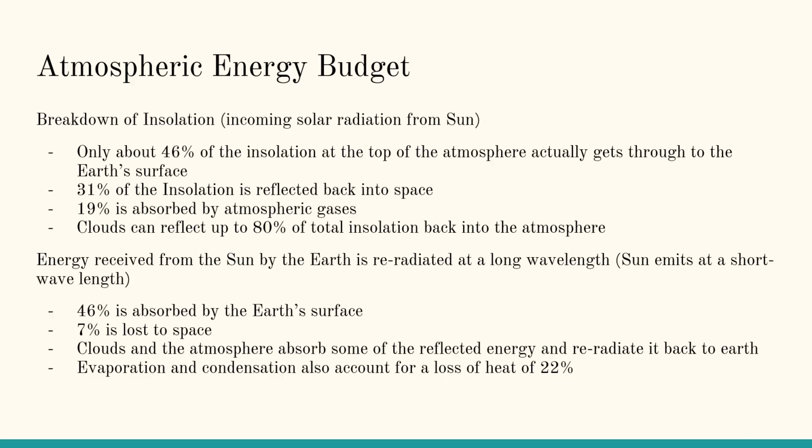So clouds end up doing a lot of the work as well, in which they reflect up to 80% of the total insolation back into the atmosphere. And so it doesn't necessarily come down to Earth. The energy received from the sun by the Earth is then re-radiated at longer wavelengths. The sun emits at a short wavelength. So when you hear me talking about long wavelengths or short wavelengths, just know that the radiation coming from the sun is short. It hits the Earth. It then becomes long wavelengths from there.